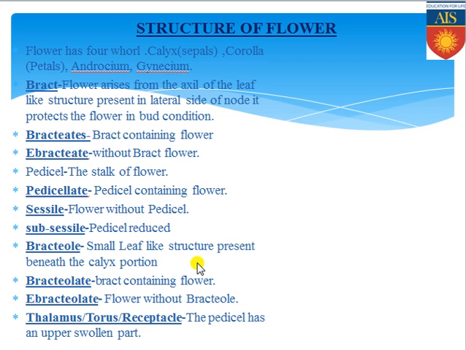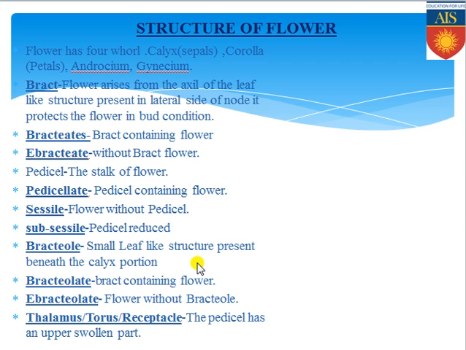In case of some flowers, if the bract is present, those flowers are known as bracteate. If in any flower the bract, those small leaf-like structures, is absent, those flowers are commonly known as ebracteate flowers.